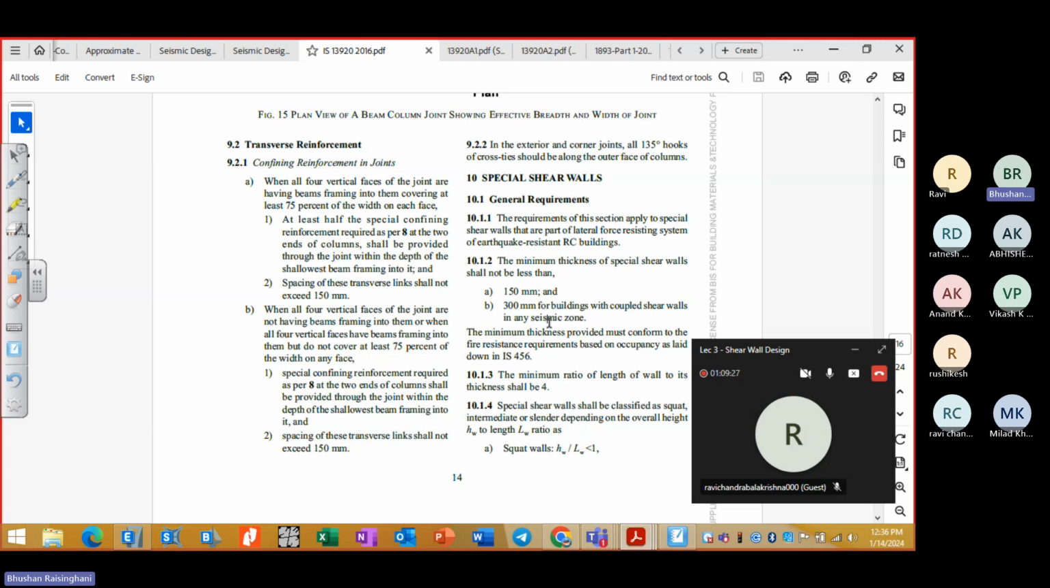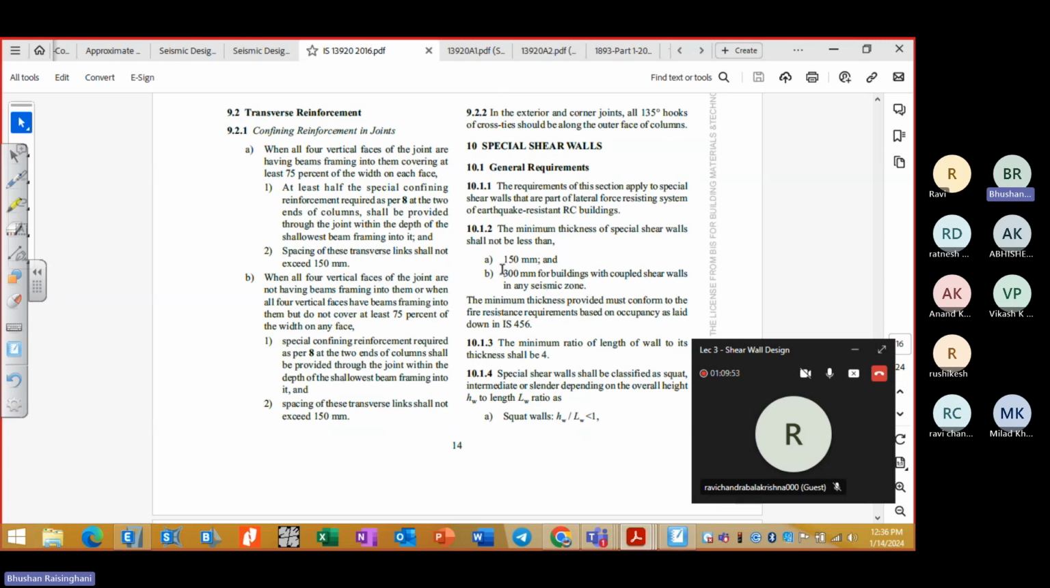And also the diameter of the bar, with respect to the thickness, you need to check, because in the column it is given. So first you need to check whether your element is a column or a shear wall. That is the first check you need to do, and based on that you can decide the reinforcement and thickness of the wall.